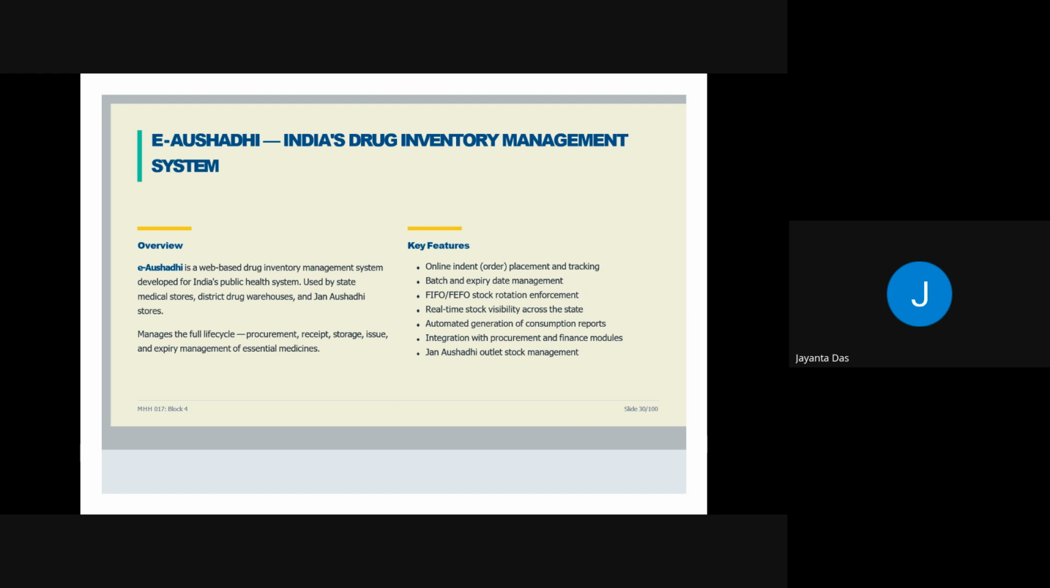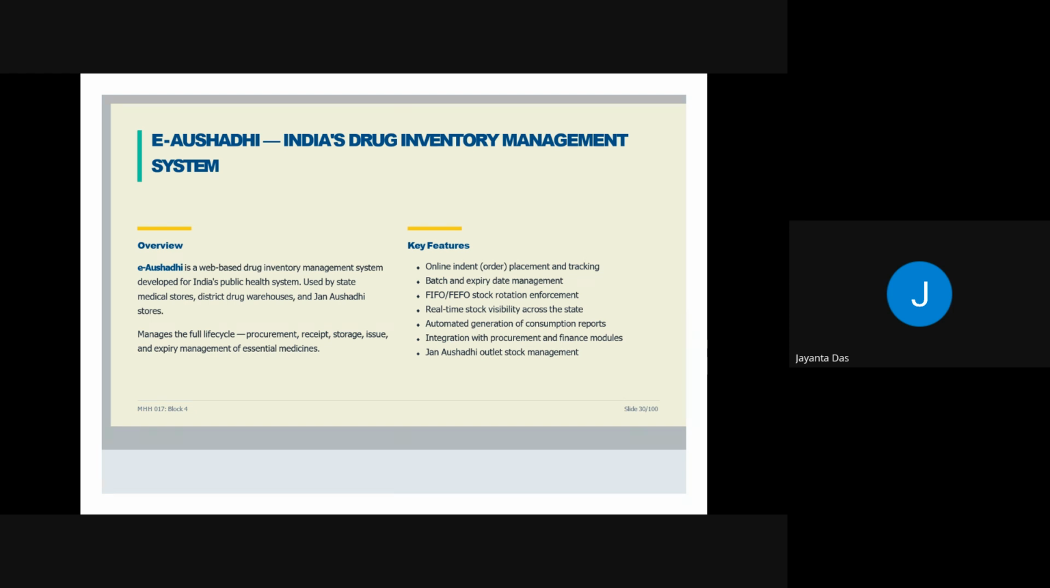No branded items are available there. So while we are using the generic name, the cost also comes down heavily, maybe sometimes up to 60%. So this is a huge benefit for a common person, a common patient. Of course, the quality aspect is being fully taken care of. It manages the full life cycle, that is procurement, receipt, storage, issue, and expiry management of essential medicines, and for that matter, for all medicine.